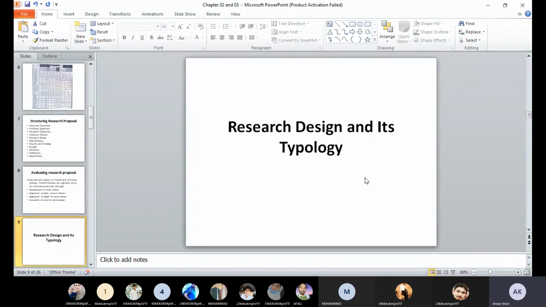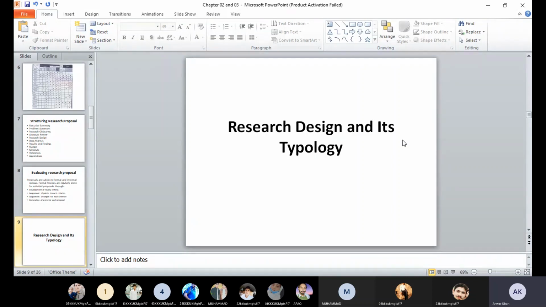You can see here the research design and its typology. As I told you previously, we would have separate chapters on each and every content of the research. So the research design is one of the important elements of the research process. We can say that it's actually the backbone of the research.